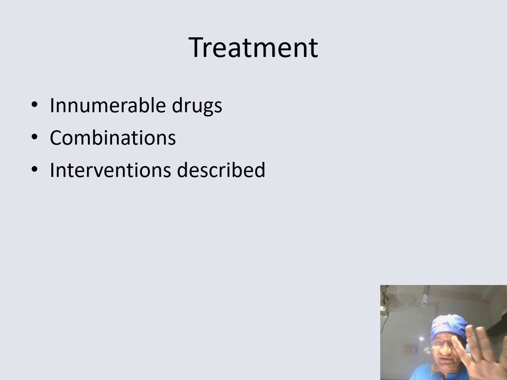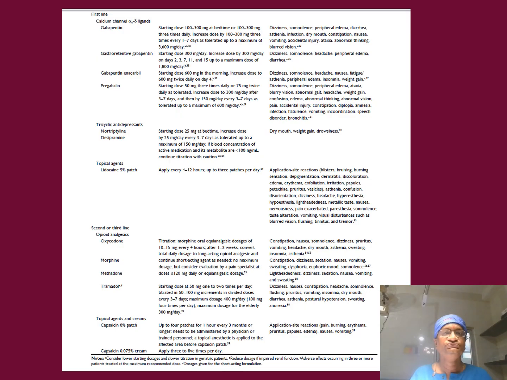How to prevent this? We know herpes zoster prevention is by vaccination or a prompt first dose of antiviral drugs. For treatment there are so many drugs: gabapentin, pregabalin, topical 5% lidocaine, and opioids like tramadol, methadone, morphine, oxycodone, and the capsaicin patch. I will tell you three main things.